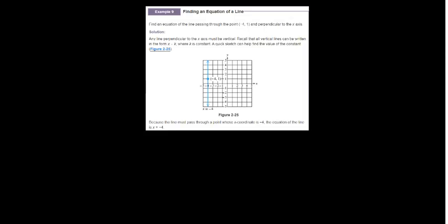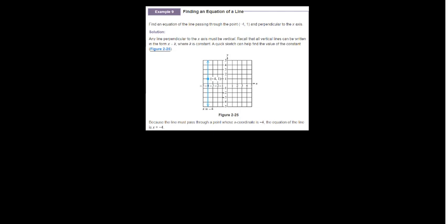All right, so this reads, find an equation of a line passing through the point (-4, 1), and it's perpendicular to the x-axis. Well, if it's going to be perpendicular to the x-axis, we saw in the previous section that any line perpendicular to the x-axis is vertical. Right? That should be obvious, right? Well, recall that all vertical lines can be written in the form x equals k, where k is a constant. A quick sketch can help find the value of the constant.